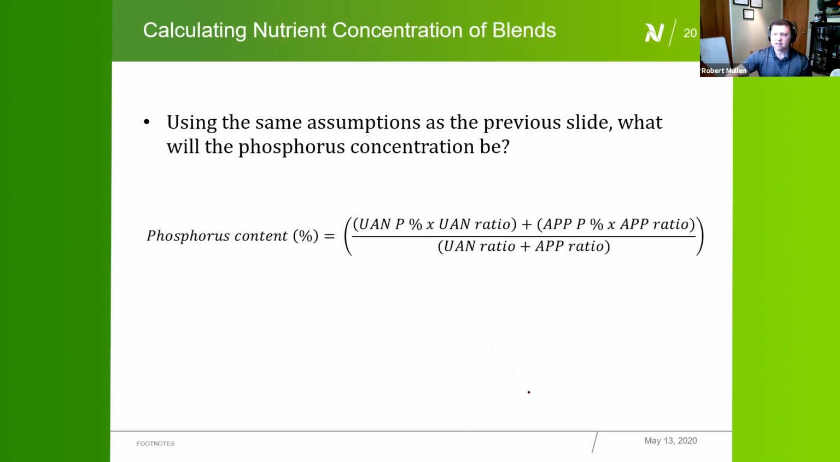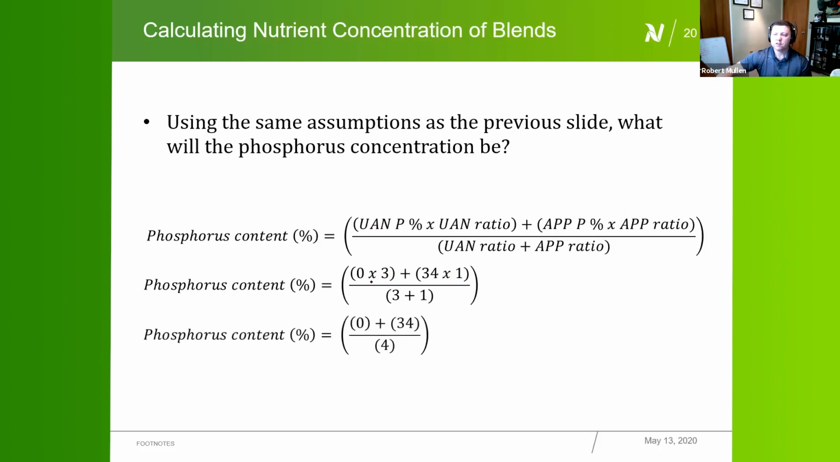We're doing the same thing. I'm just going to change this to phosphorus. All of this is set up the same, except for instead of nitrogen, now it's a phosphorus basis. And actually, that technically should be P2O5. So there's 0 phosphate in UAN, so that's going to be 0 times the 3. The phosphate analysis of APP is 34 times 1. The 3 and the 1, similar to what we'd used before. You do the math. 0 times 3 is 0. 34 divided by 4, I get 8.5.